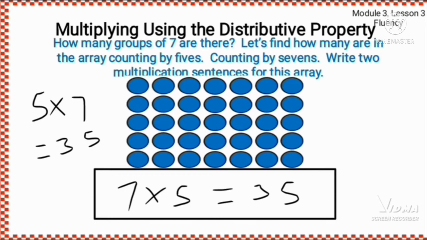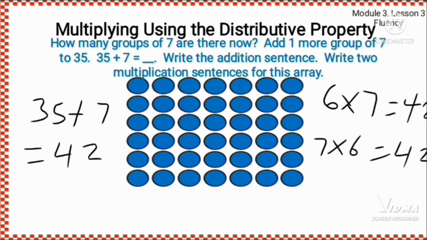Now, how many groups of 7 are there in this array? This group of 7 gives us 5 groups of 7, which is 35. 5 times 7 equals 35, and 7 times 5 equals 35. Let's add one more group of 7. That means it's 6 groups of 7. 35 plus 7 is 42. So 6 times 7 is 42, and 7 times 6 is 42.